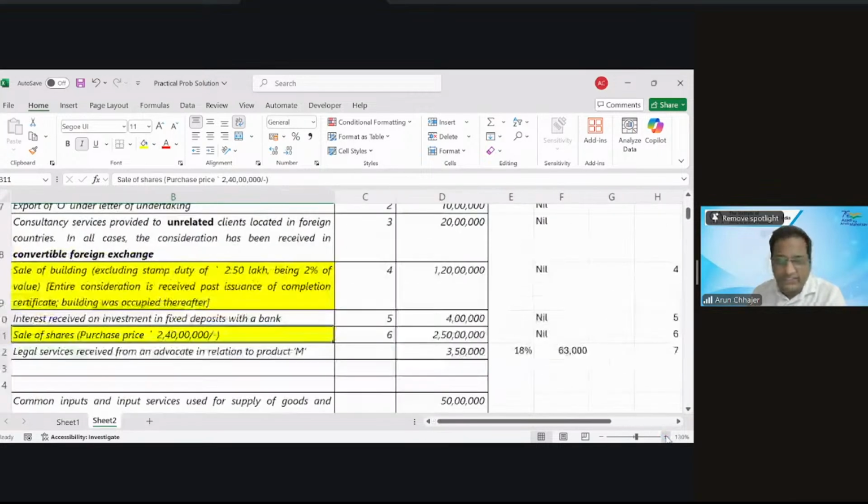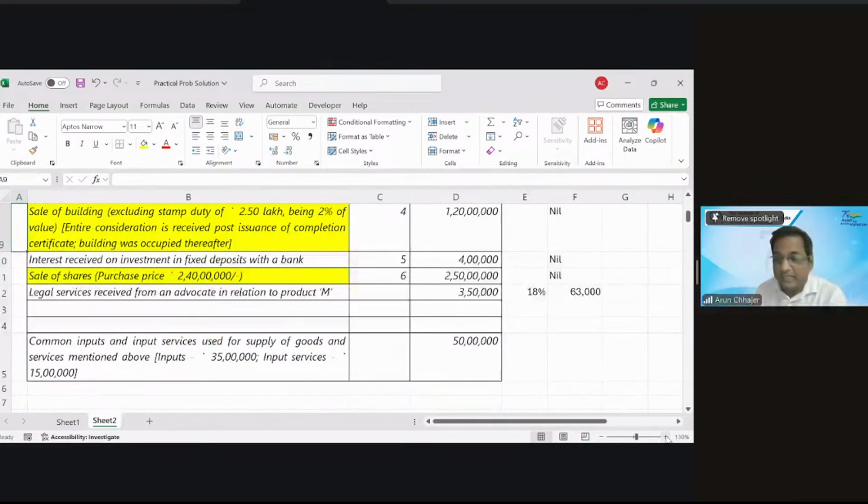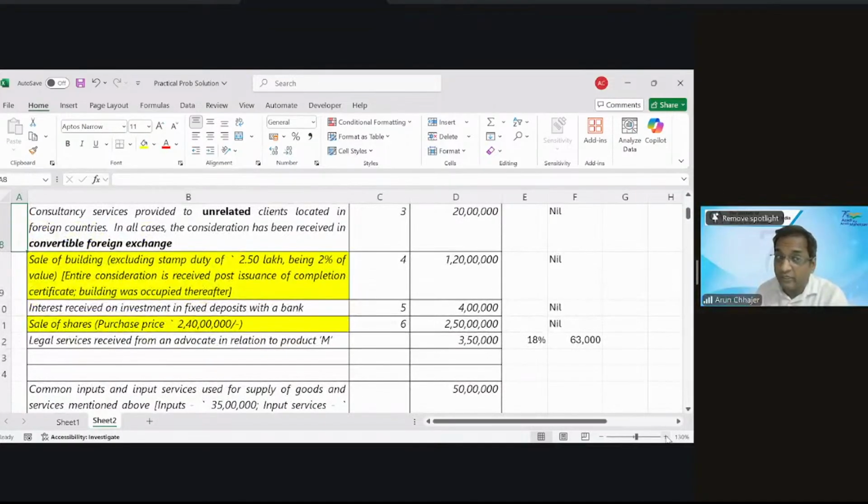We have already discussed, but I would like to listen again from each one of you. इसमें भी जीएसटी नहीं लगता, इसमें भी जीएसटी नहीं लगता. Not required to pay the GST on both line items, but what is the difference?